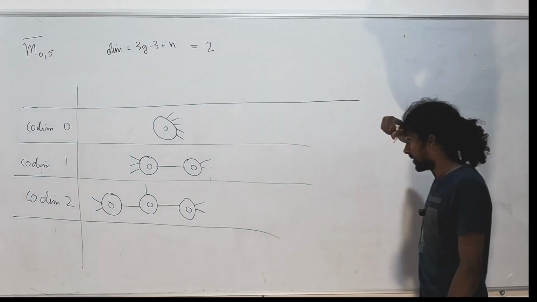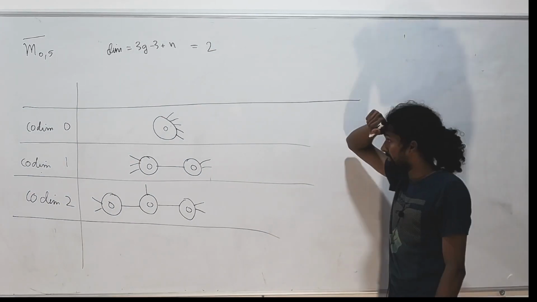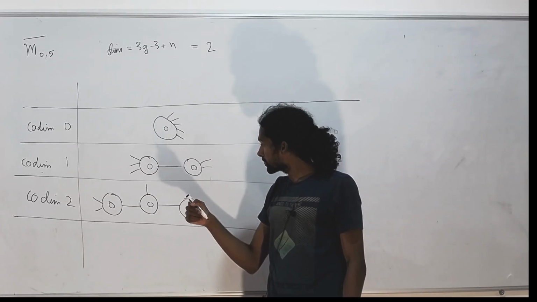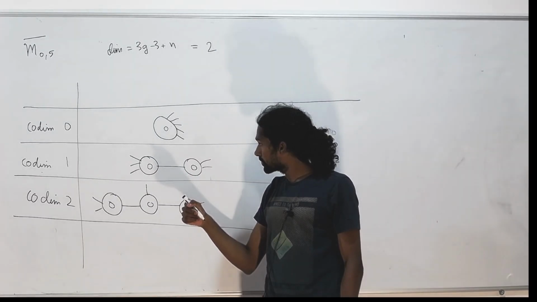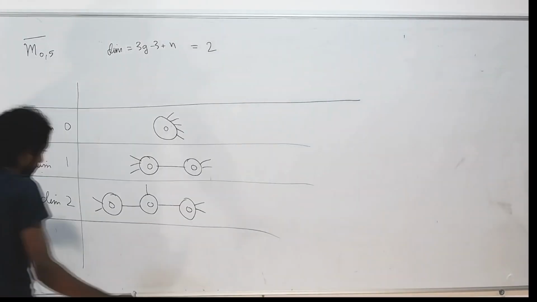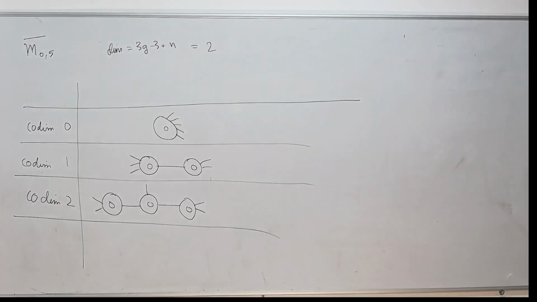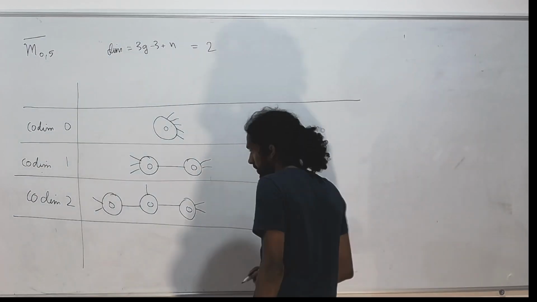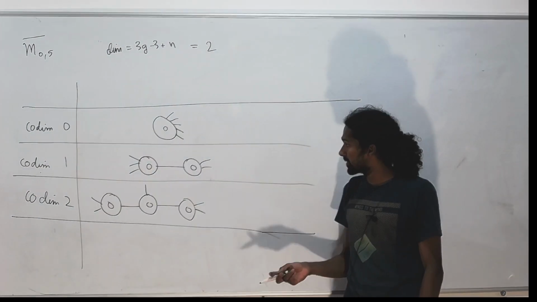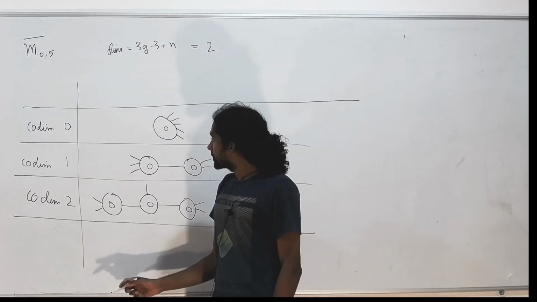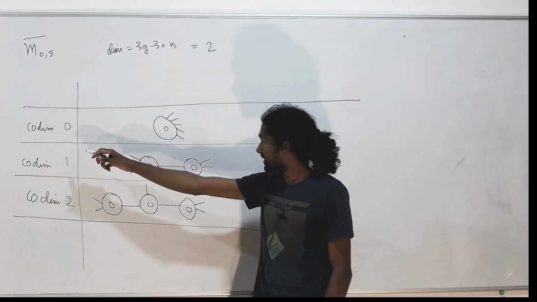Okay, so some observations. I've not left them labeled, but really you should label all of them and list all of them. The first observation is that the codimension is equal to the number of edges, which is the number of nodes.